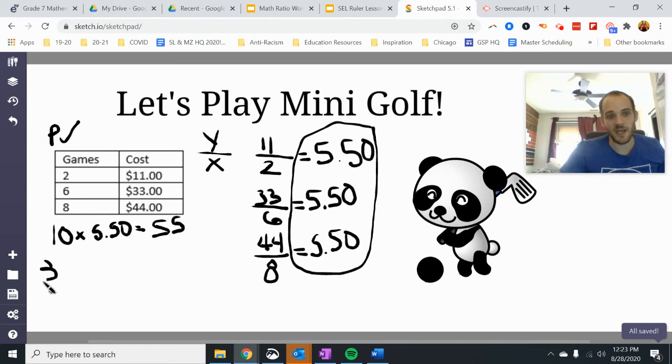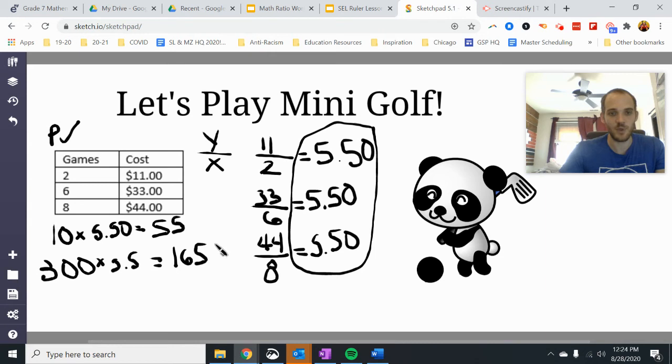Or if I got as crazy as I did with mini golf that I did with bowling and I wanted to find 300 games, because it's proportional, what could I do to find the cost of 300 games? If you said multiply by $5.50, you are correct. And 300 multiplied by $5.50 is $1,650. Way too much to spend on mini golf, but I suppose 300 games would last me a little while.